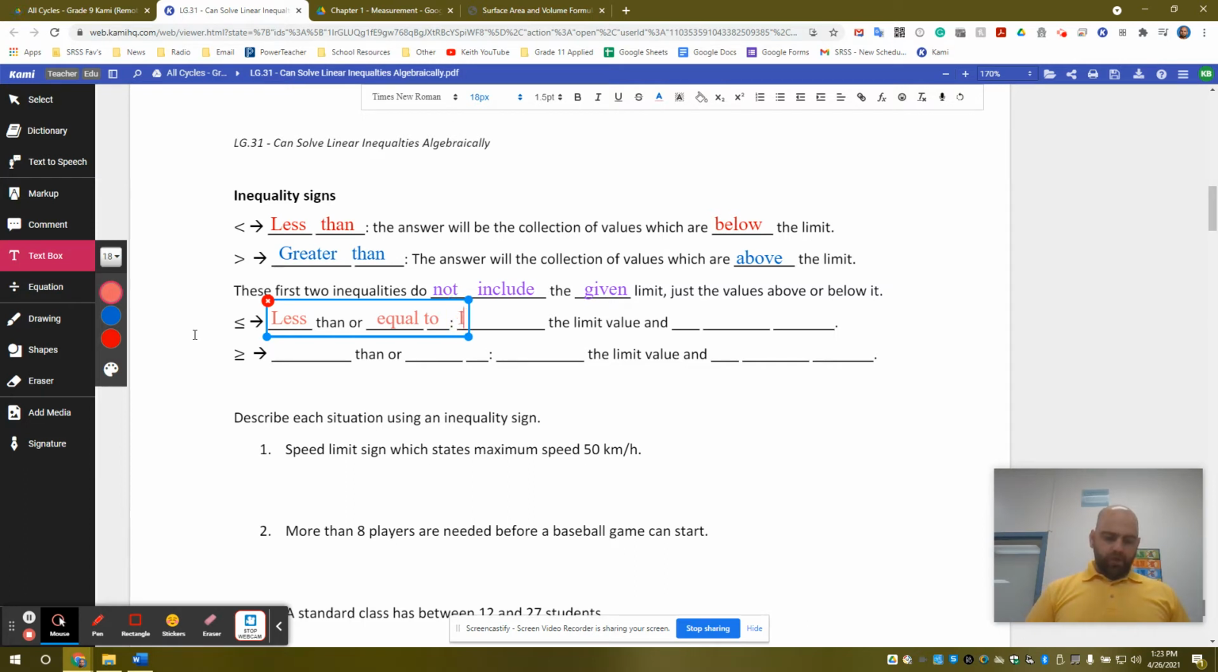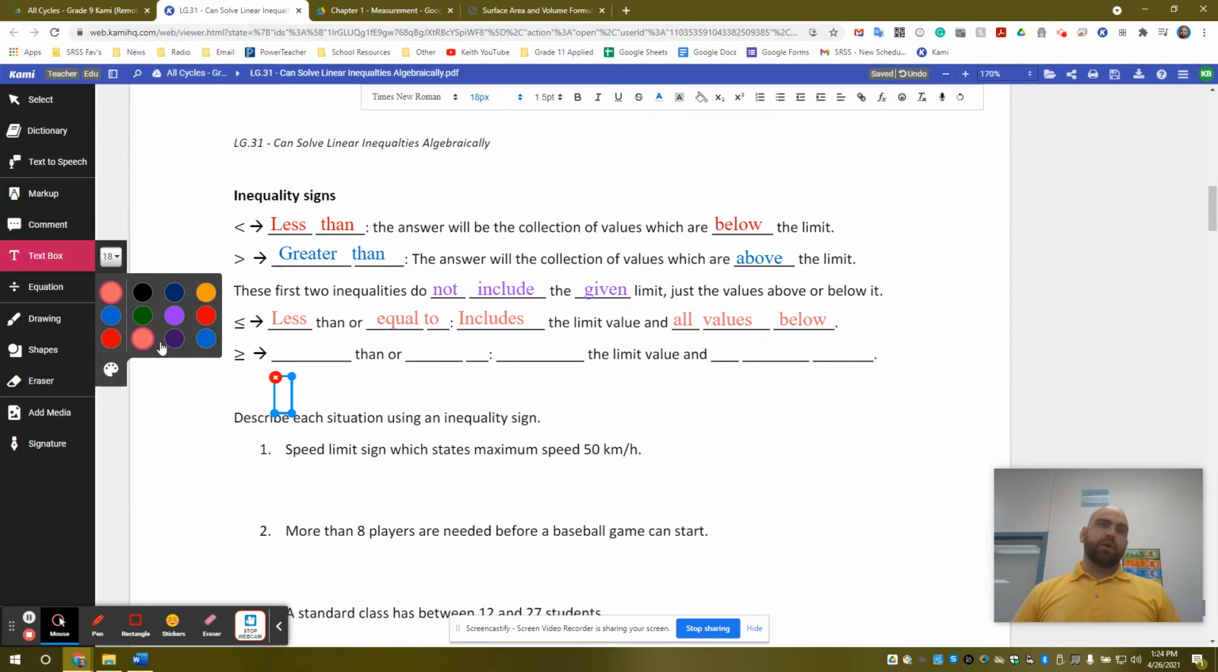So this includes the limit value and all values below. It includes that given value. So if we say it is less than or equal to 100, that includes 100 and everything below. This one doesn't include 100. It just includes the ones that are below.